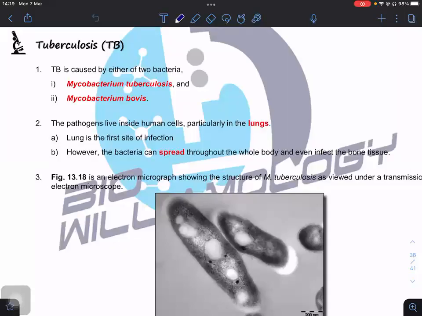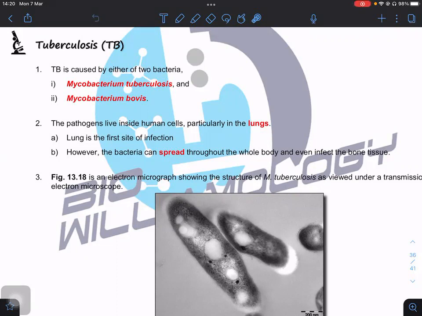Okay, so the final disease out of the 6 diseases that we're going to look at today is tuberculosis. Tuberculosis can be caused by two pathogens that belong to the same genus but different species. The first one, the more common one, is Mycobacterium tuberculosis. Please make sure that you know how to spell the names. Another one is Mycobacterium bovis.